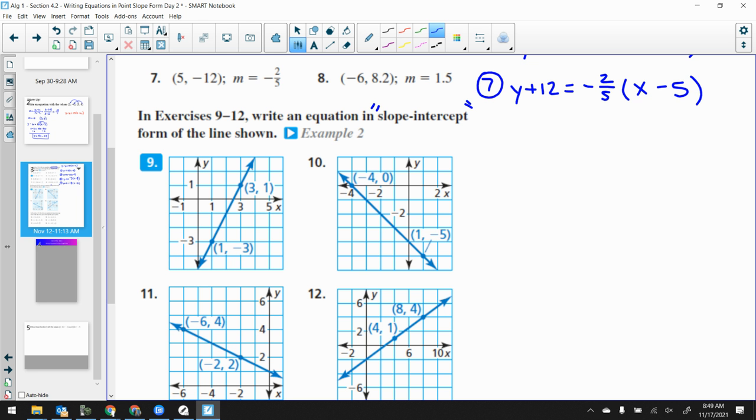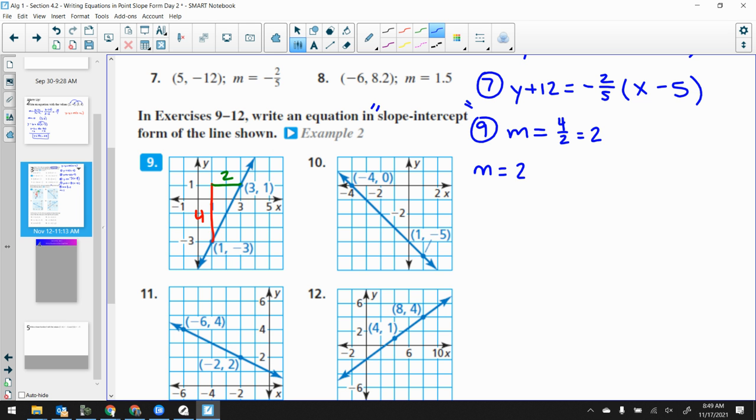Now, I still need to find my slope. But do I need to use the formula for this? No, because I've got a graph. So let's go up 1, 2, 3, 4, and then we will go to the right 2. What's my slope there? 4 over 2, so 2. Okay, so my m is 2.